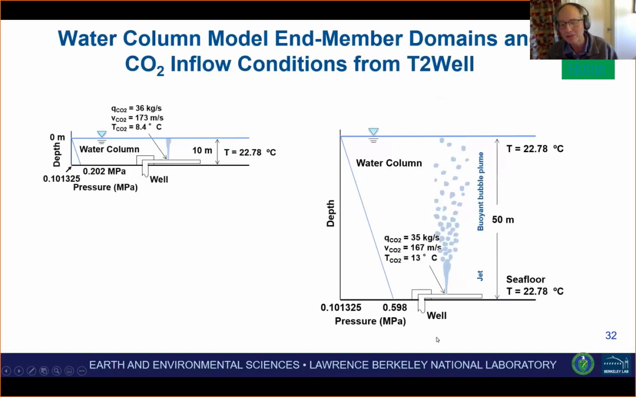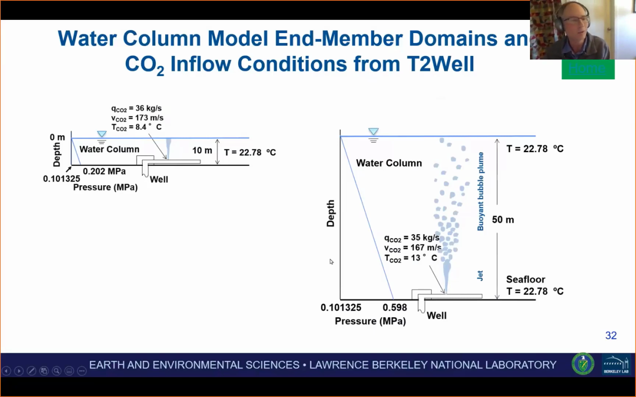Again, I've got T2Well feeding CO2 up to this point, and this is a result in the 50-meter water column, 35 kilograms per second, 13 degrees. Note for the 10-meter deep, it's a little bit higher flow rate, a little bit higher velocity, and a little bit colder. The reason is there's less back pressure, less hydrostatic pressure in that 10-meter water column than in this 50-meter one. But let's look at some results now.